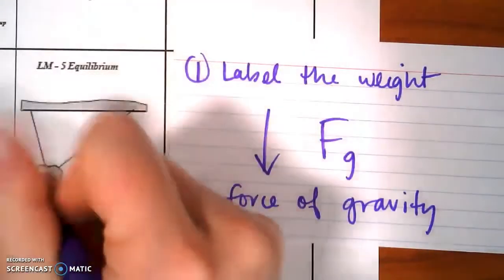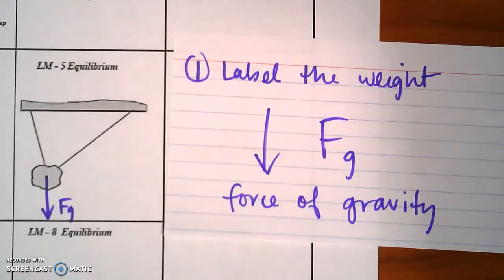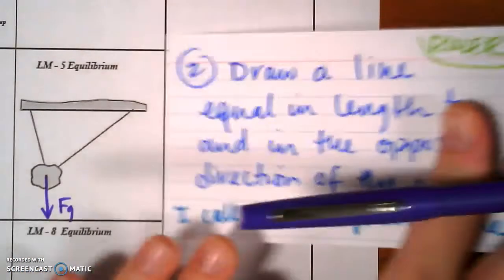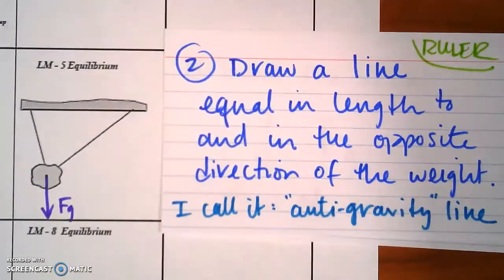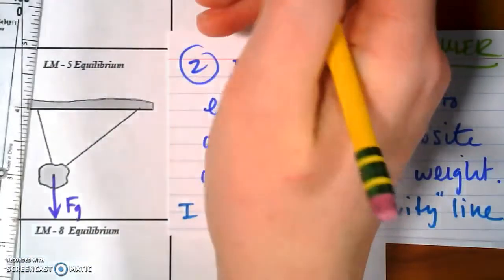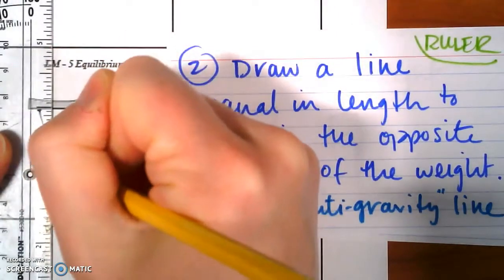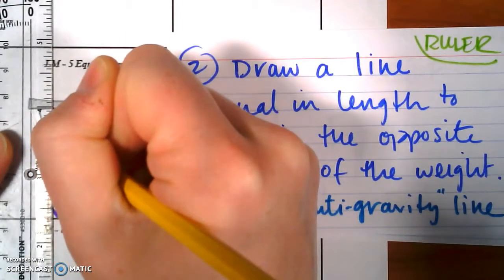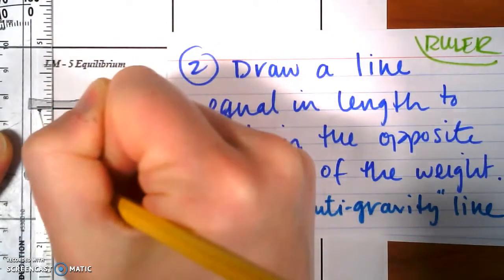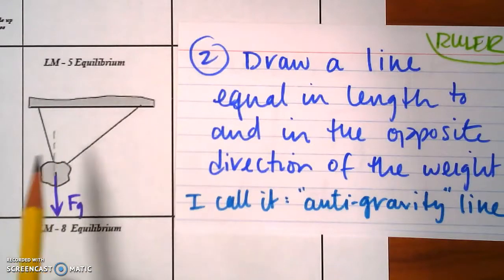So, step 1, I'm going to label the weight. I have found that the bigger I draw it on this paper, the easier it is for me. So there's my force of gravity. Second, I'm going to draw a line with my pencil and my ruler, equal in length and in the opposite direction as my force. So I'm actually going to measure it. Oh, it's about the same length this time. How nice. So I'm going to go up. Okay, so there's my opposite force.